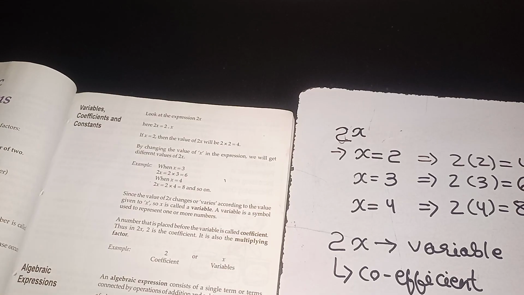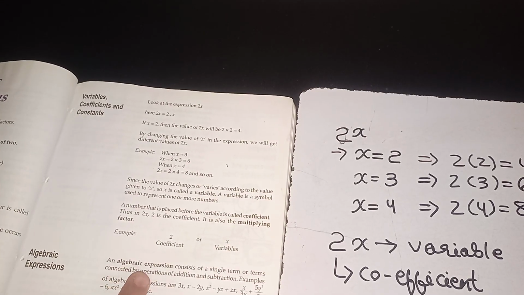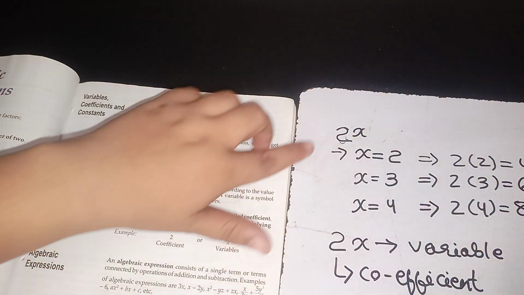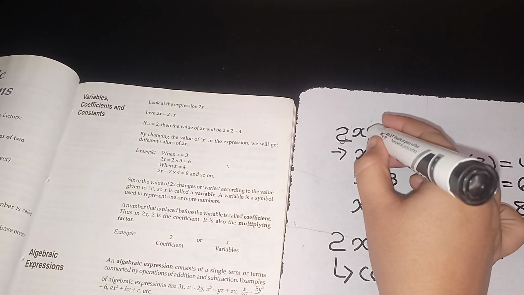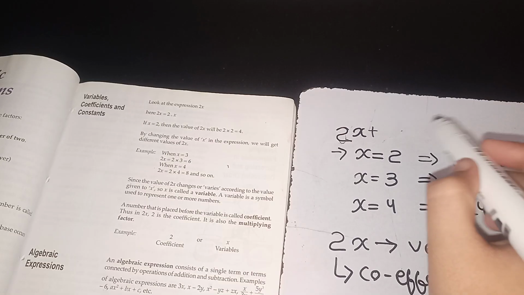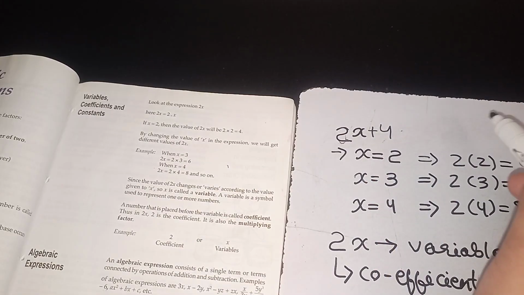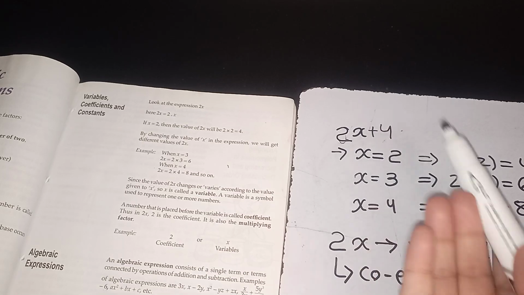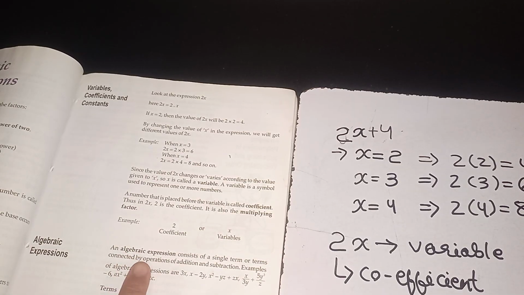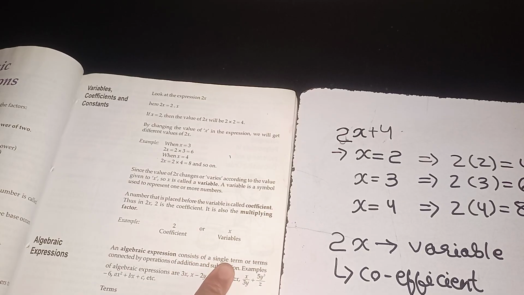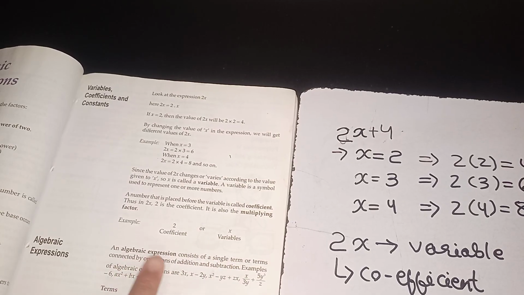After that, we have the concept of an algebraic expression. In the term that we took, there is no constant term present. If we put plus 4, it will be a constant in this expression. So what is an algebraic expression? Basically, an algebraic expression consists of a single term or terms connected by the operations of addition and subtraction.